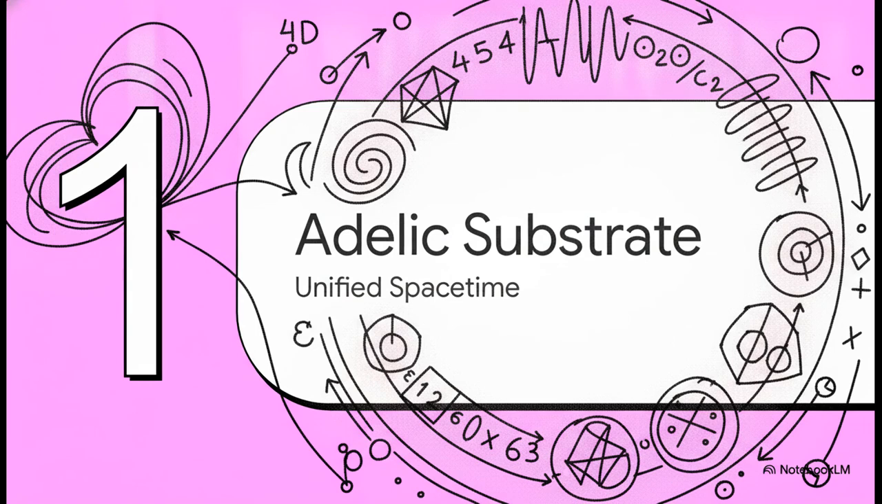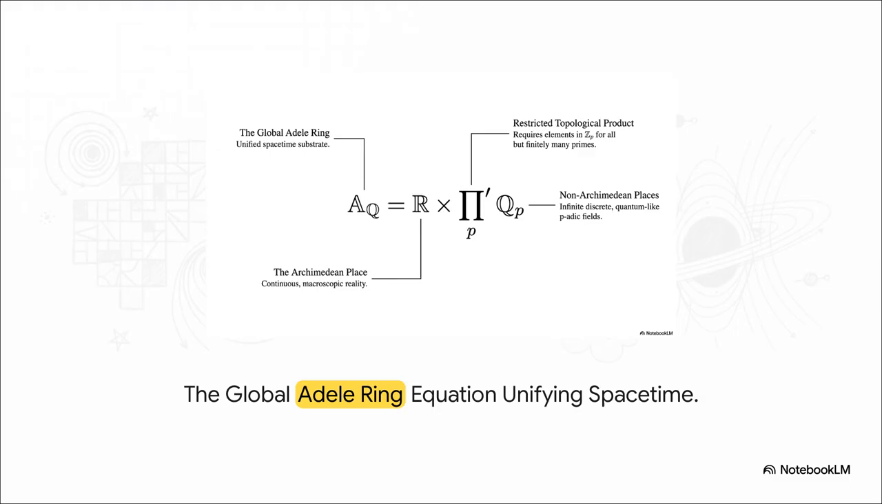To even begin understanding this framework, we really have to map out the mathematical landscape where it all takes place. We're actually leaving standard four-dimensional spacetime completely behind here and entering what's called the adele ring. Taking a look at the global adele ring equation, A sub q, what's truly fascinating is that it literally unifies two completely different types of math.